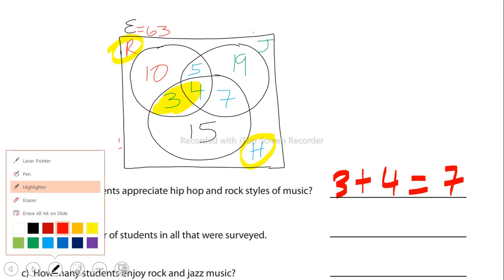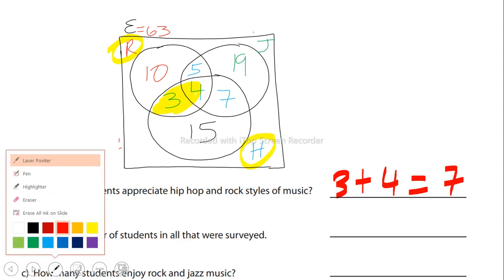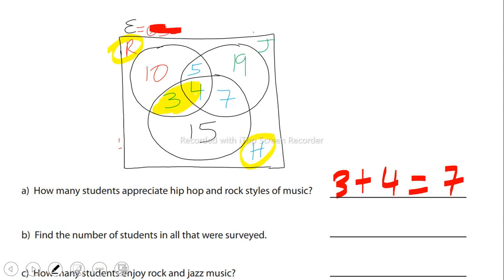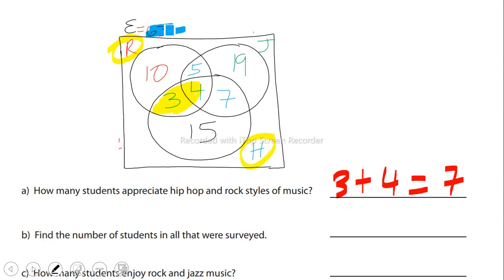Right. Okay, find the number of students in all that was surveyed. 63. How do we know that? When you add up all of the numbers. We know that because that's the universal. That's the number of students in the universal set. So it's going to be 63.